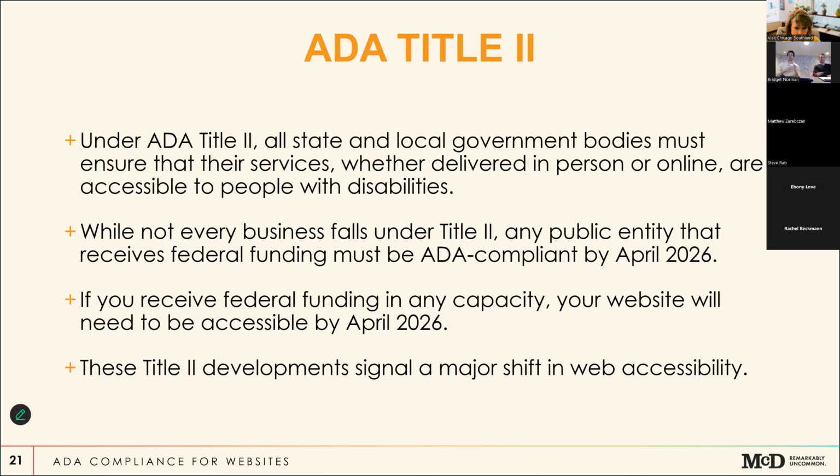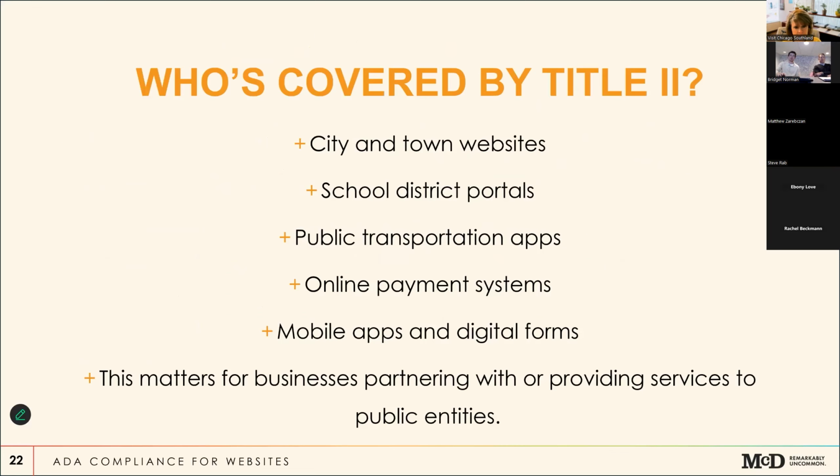And again, even if this doesn't necessarily apply to you, Title II signals a very major shift in web accessibility, and really the government cracking down a little bit on making sure that things are more accessible. So again, who's covered by Title II? City and town websites, school district portals, public transportation, online payment, mobile apps and digital forms, any of these things. And the reason this matters for businesses is if you are a partner that provides a service to public entities that do receive federal funding, this does apply to them.